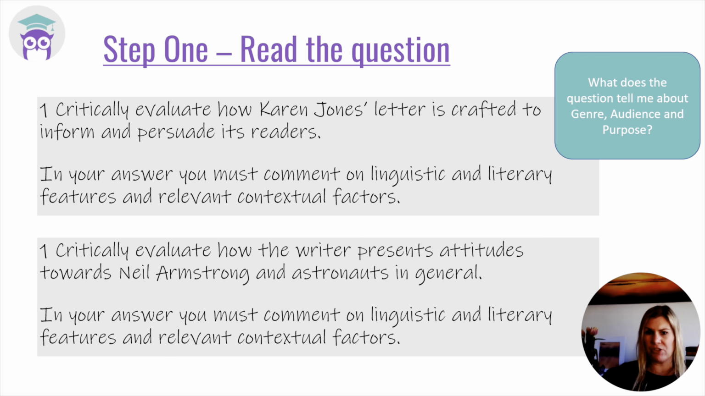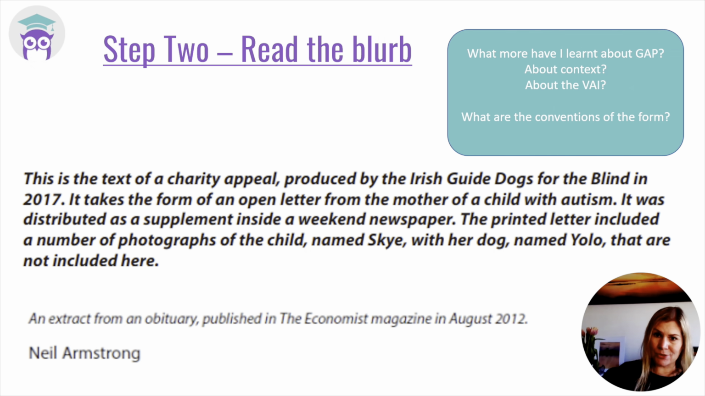But in terms of genre, audience and purpose, we're getting a little bit of a hint at the purpose here, but not that much. So the next thing you're going to do is read the blurb, which again is going to give you a little bit more about genre, audience and purpose. So going back to good old Karen's letter, this is the blurb. This is the text of a charity appeal produced by the Irish Guide Dogs for the Blind in 2017. It takes the form of an open letter from the mother of a child with autism. It was distributed as a supplement inside a weekend newspaper. The printed letter included a number of photographs of the child named Sky with her dog named Yolo that are not included here. So it's telling you that there were graphological features, but not now.